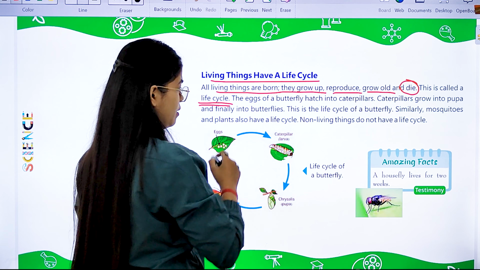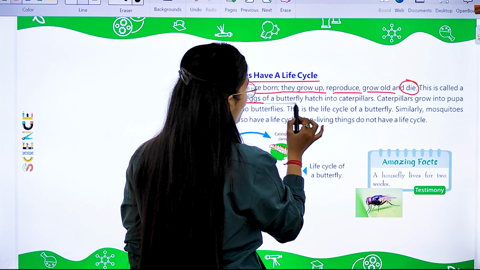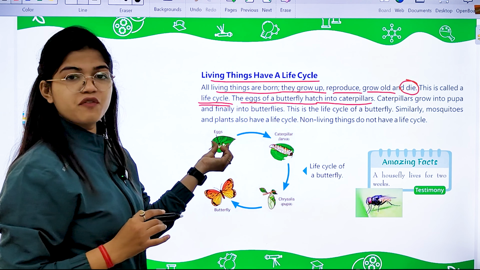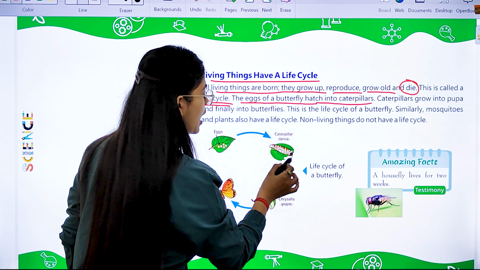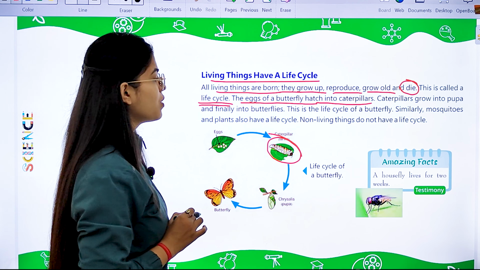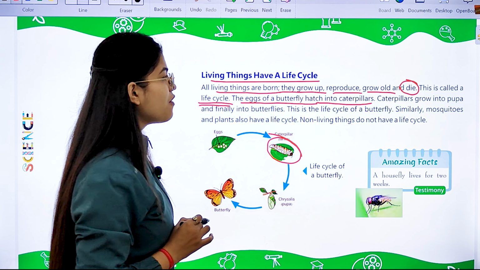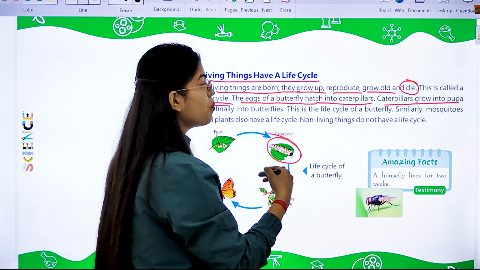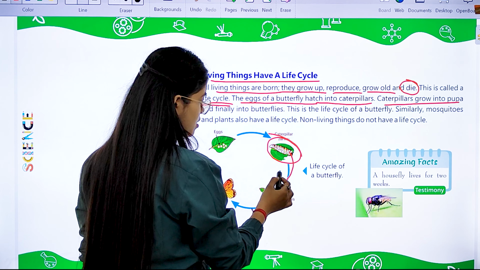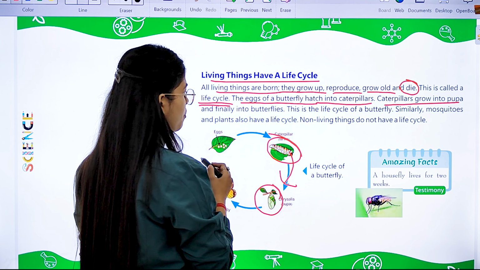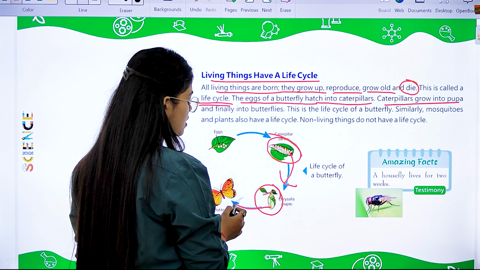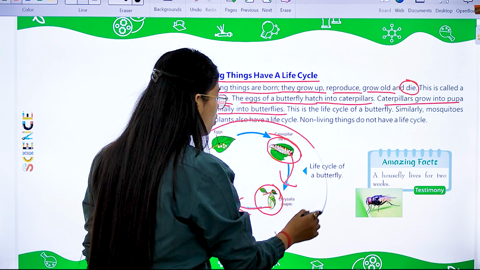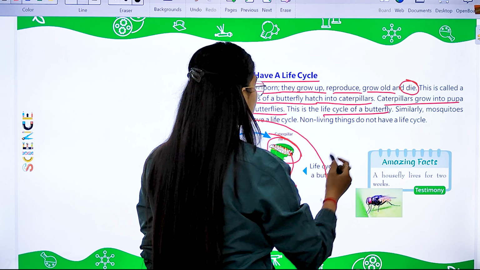Like, the eggs of a butterfly hatch into a caterpillar. This is the egg of a butterfly which hatches out and turns into a caterpillar, which is also known as larva. After that, what does this caterpillar do? It grows into a pupa, and then finally it turns into a butterfly. That means this is the complete life cycle of a butterfly.